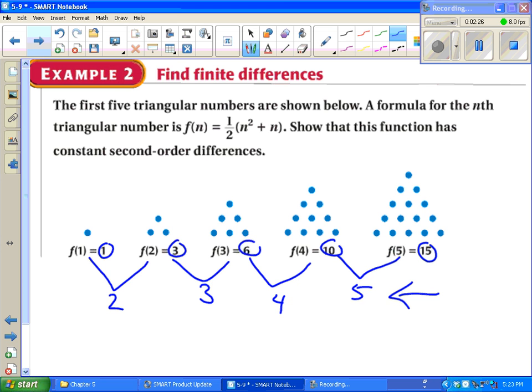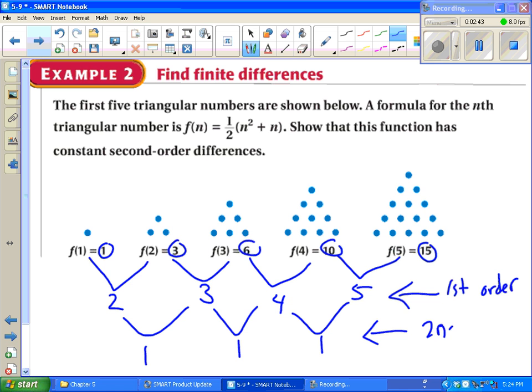Because I took differences of the original problem, these are called first order differences. You can probably see a pattern there. Now if I do it again, I get 1 every time. This is called the second order differences. And the problem says show that this function has constant second order differences, meaning they're all the same. And you can see that they are all the same. They're all 1. That's it.